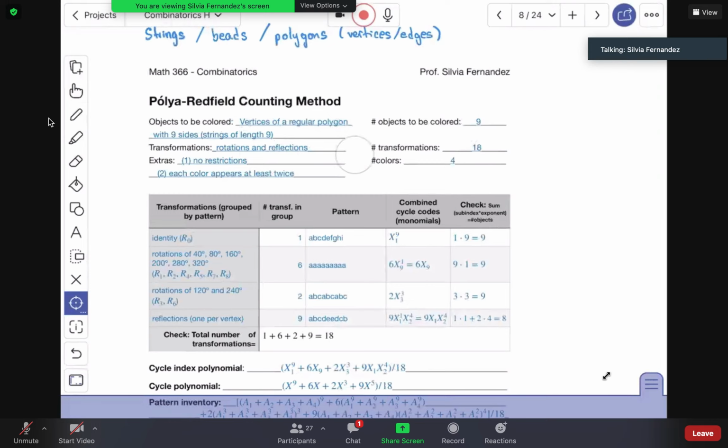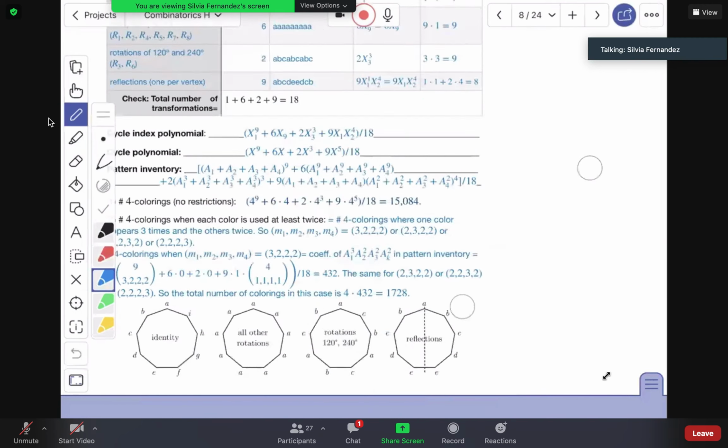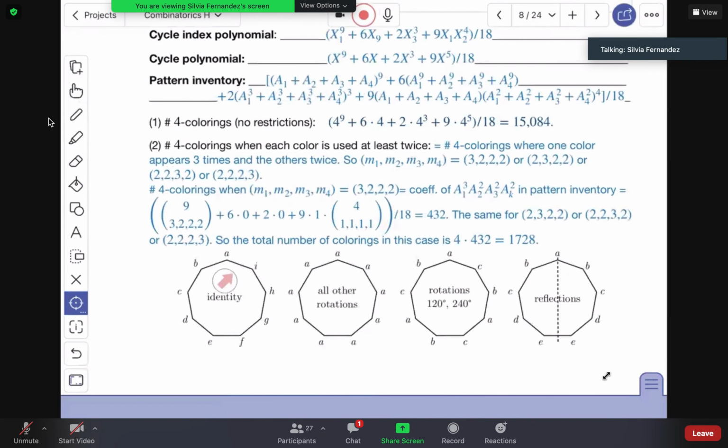How many transformations? What kind of transformations? In this example I sent you, I have rotations and reflections. For a 9-sided polygon, the symmetries are the 9 rotations. So 360 divided by 9 is 40. A 40-degree rotation takes that vertex into that vertex. But I also have 40 times 2, which takes that vertex into that. So I have 9 rotations, right? This vertex can go to any of the others. And the identity, which I usually separate.